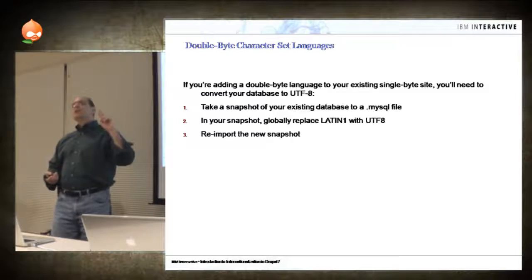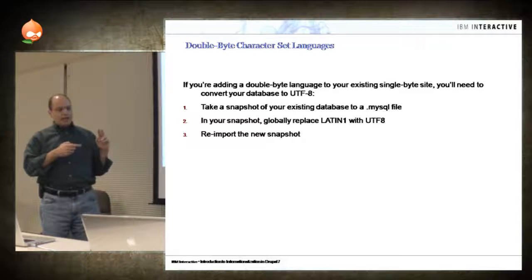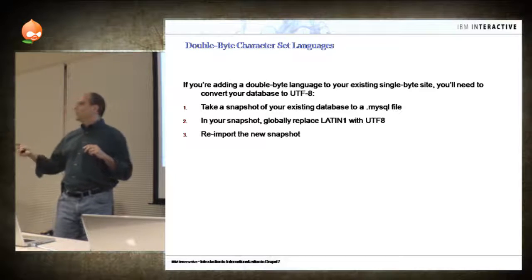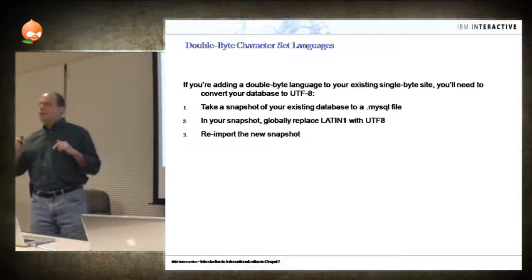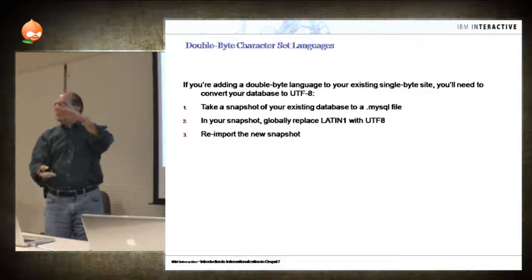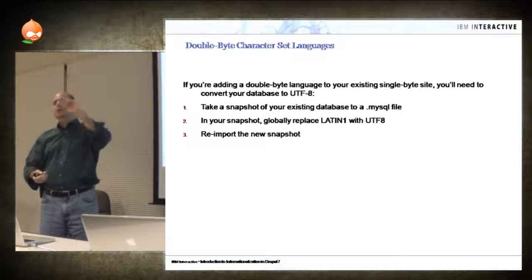The second step is to go into that flat text and do a global search and replace. Change Latin 1 to UTF-8. In other words, change single byte to double byte specification. You'll see that Latin 1 specification on every table definition and also globally.